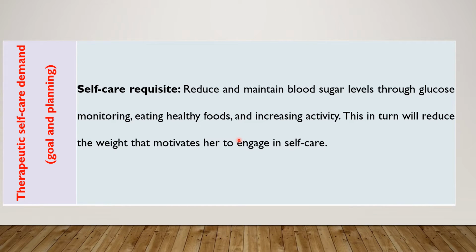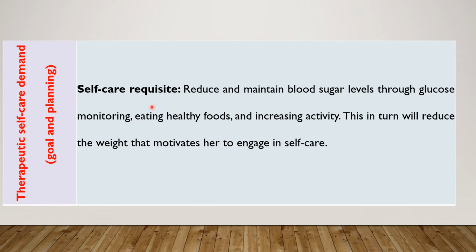Now moving on, therapeutic self-care demand. With that only we can do the goal and planning. In therapeutic self-care demand, you might have thought about self-care requisite, universal self-care requisite, which is 8 in number. Next, according to the developmental stage, developmental self-care requisite are there. And third is when a person is having health deviation, at that time health deviation self-care requisite will come.